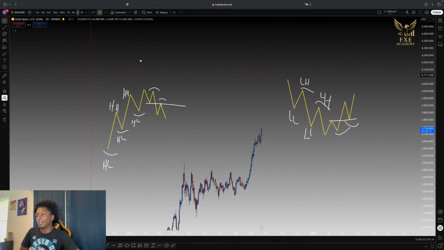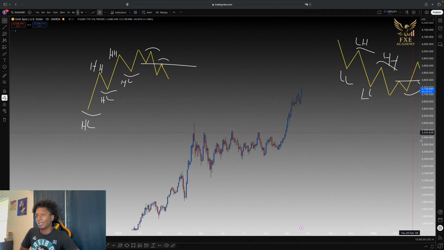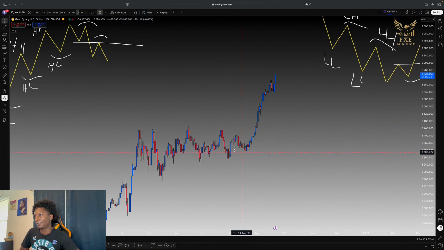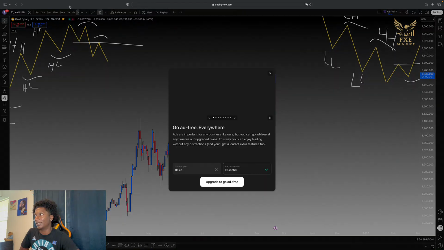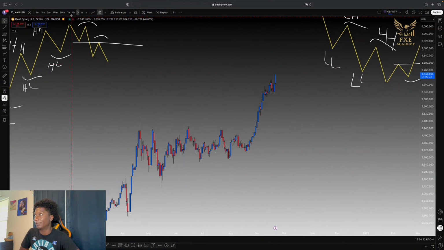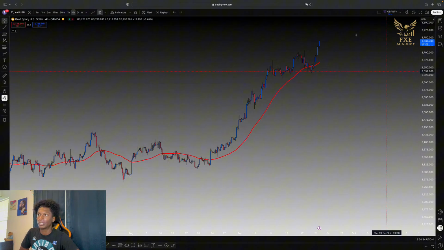Now, how do I identify trend? Well, for one, I always start off on the daily time frame. Higher time frame bias, you just want to see what's going on these higher time frames. Right now, gold is already going bullish.